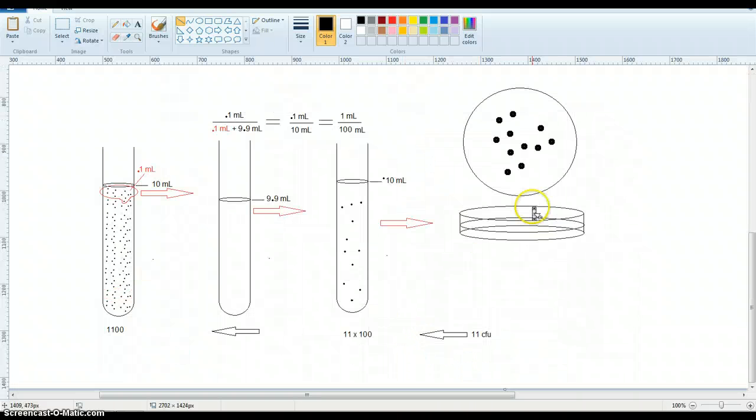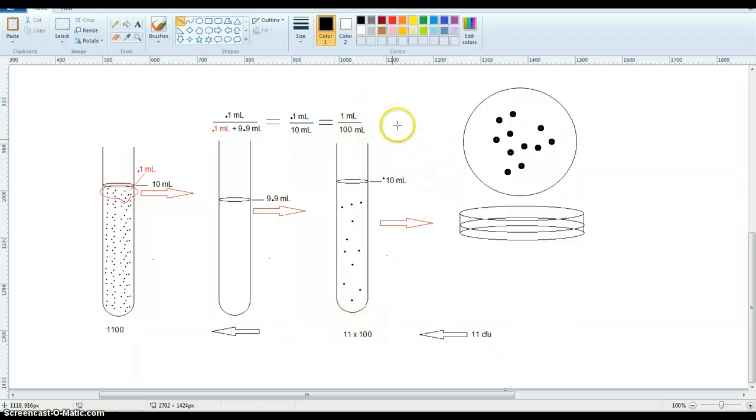All right? So the same is true if you take 0.1 milliliters and you transfer it to 9.9 milliliters of a new solution. You take this number right here, 0.1, and then you put it over 0.1 milliliters plus your 9.9 milliliters. And so that'll be 0.1 over 10, which equals 1 over 100.